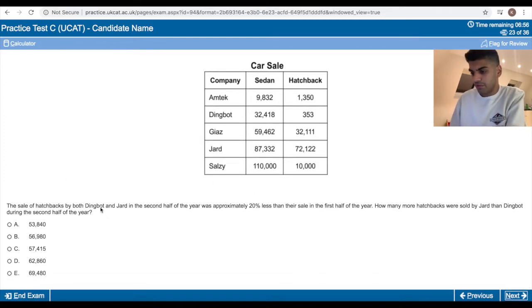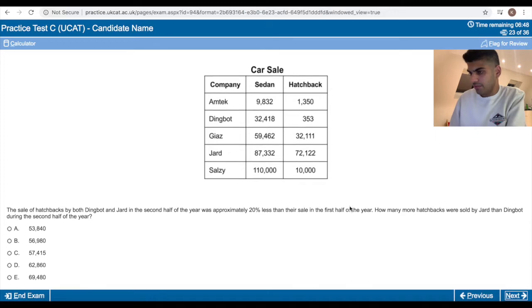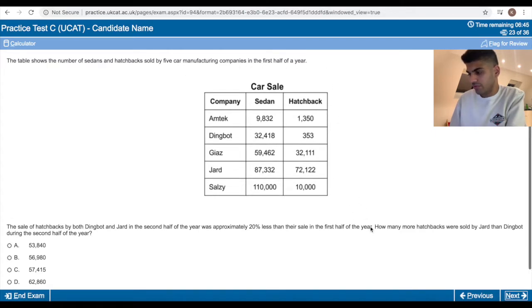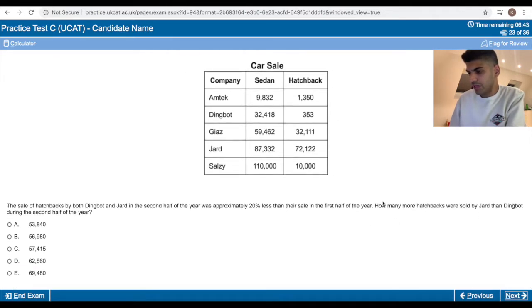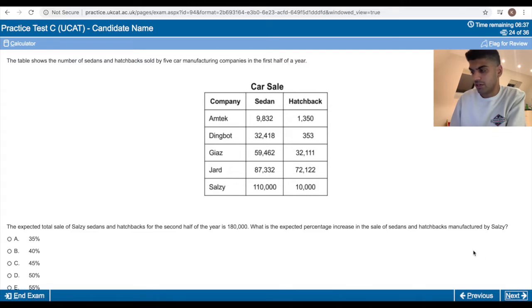The sale of hatchbacks by both Dingbot and Yard in the second half of the year was approximately 20% less than their sale in the first half of the year. So it's this first half of the year. Okay, how many more hatchbacks were sold by Yard than Dingbot during the second half of the year? Okay, I'm going to flag this question. It just seems a little bit long. Running out of time now.